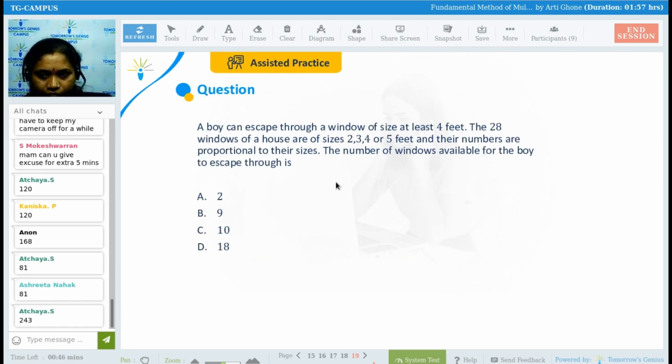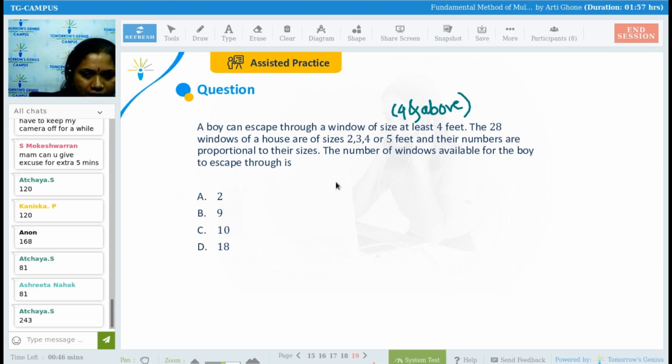Now see the question. A boy can escape through the window of size at least 4 feet. Okay, that must be 4 or above. At least 4 means what? Everything in the permutation combination works logical. Okay. So at least 4 means what? 4 and above. Okay. The 28 windows of the house are of the size 2, 3, 4 and 5 feet. And their number are proportional to their sizes. Okay. So sizes 2, 3, 4 and 5 feet. And numbers are proportional to the sizes. The number of window available for the boy to escape. Try to answer.